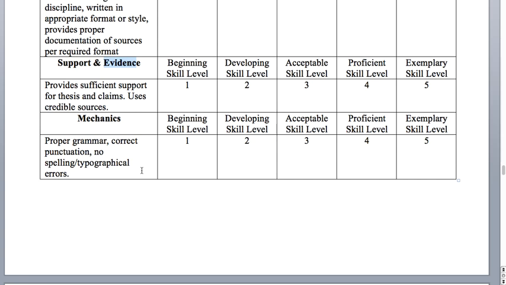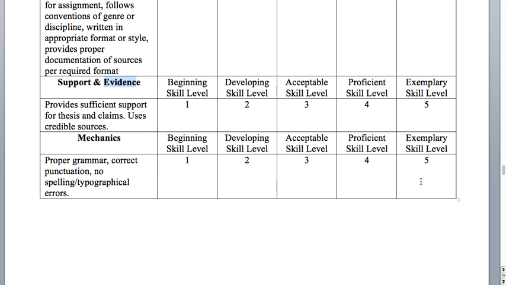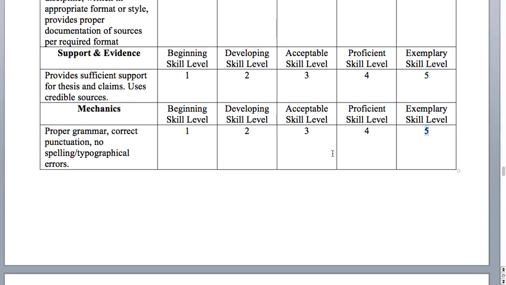And then finally, mechanics. This is also 20%. Proper grammar, correct punctuation, spelling errors, things like that. So at what level are you working? Keep in mind that if you have an unreadable paper because of poor grammar and spelling, things like that, it's probably going to affect all of these other things. But just because it's out of 5 doesn't mean it's a perfect paper. There might be some errors, but it doesn't really affect the reading of the paper. So we have to think about how it all works together.